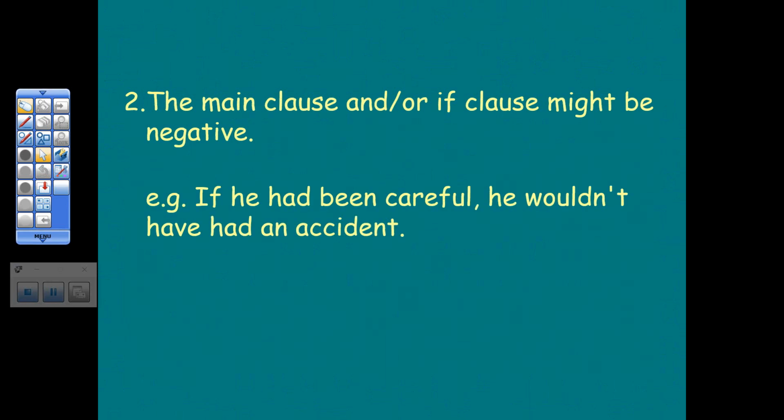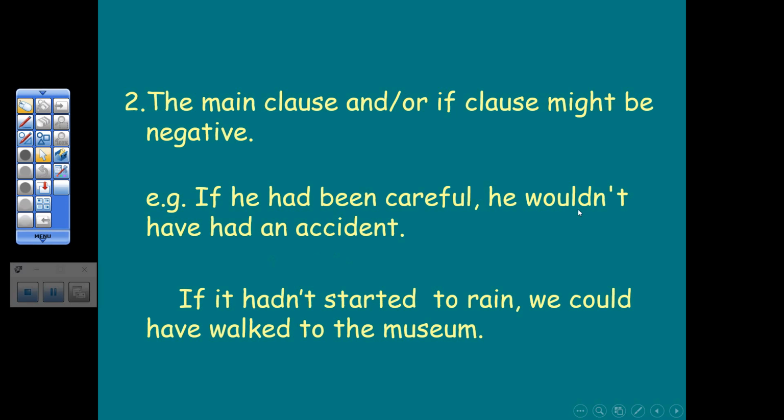The second thing you have to remember, the main clause and or the if clause might be negative. That means if you negate the if clause, add not to had, and if you negate the main clause, add not to the modal you have in your sentence. For example, if he had been careful, he wouldn't have had an accident. Here we have the main clause in negative. And in the second example, we will have the if clause in negative.